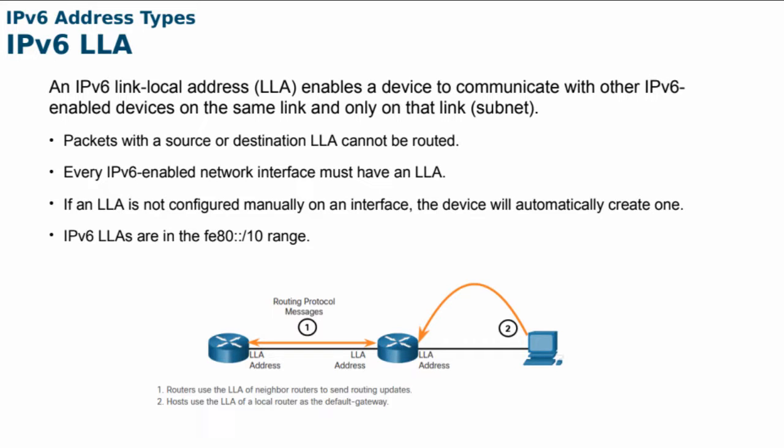The link local address enables a device to communicate with other IPv6 devices on the same link, as you can see here. This router talks to this router locally using LLA. Okay, this router talks to this computer using the router interface using LLA. Okay.